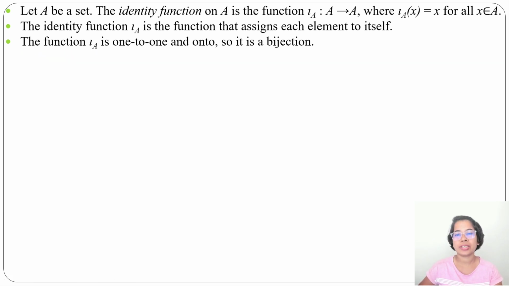In today's lecture, I discussed different diagrams based on one-to-one and onto functions, bijection functions, and identity functions. In the next lecture, I will discuss inverse function and composition.